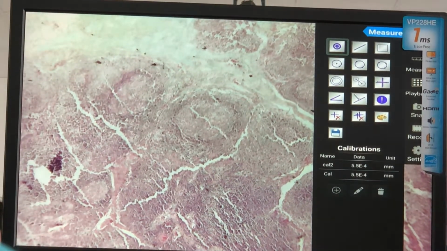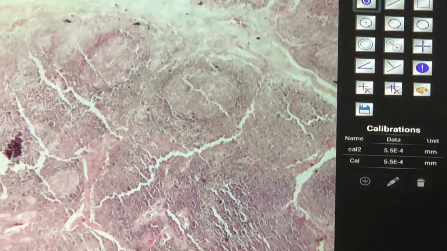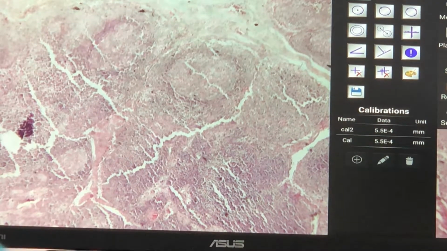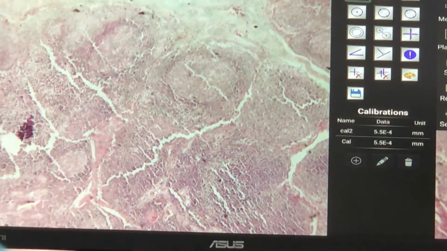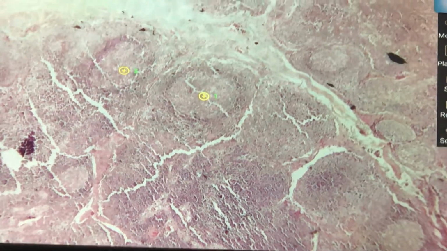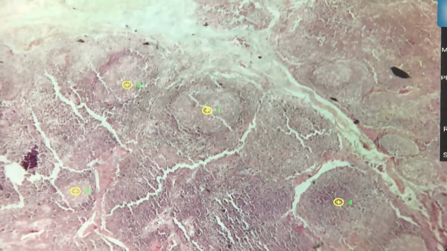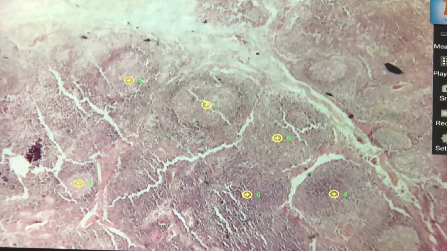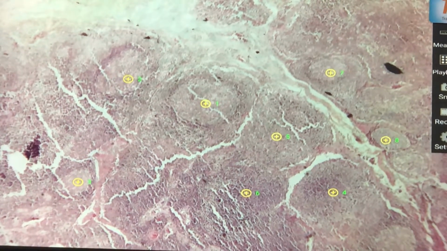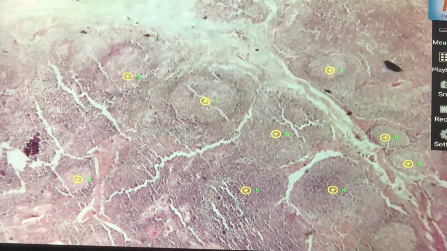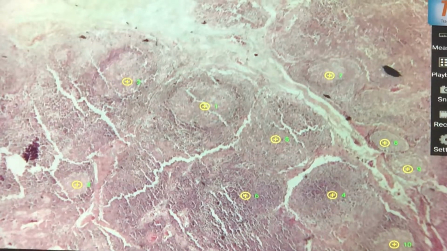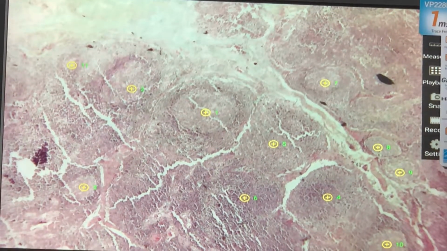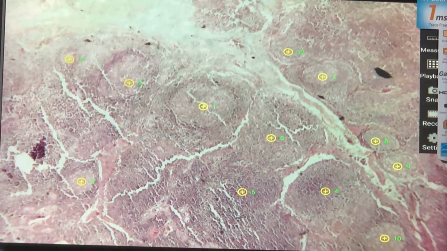basis for identifying follicular lymphoid hyperplasia is we will see numerous lymphoid follicles. These are the lymphoid follicles I will mark. Those were lymphoid follicles. Those one, this. So imagine how many numbers are they? 9, 10, 11, 12, like that. So there are plenty.